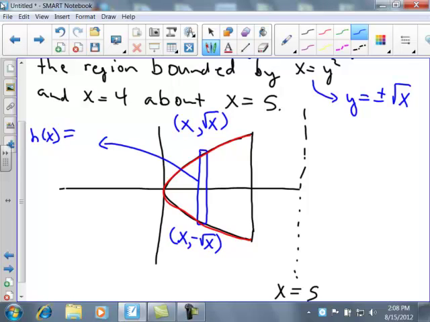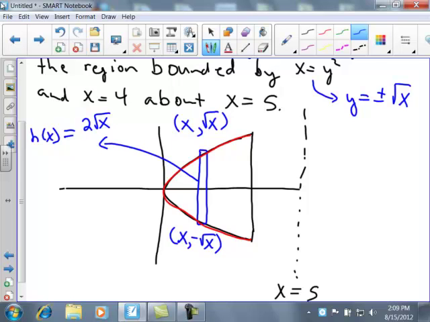My h of x, or the height of those rectangles, or the length of those rectangles, it's a height because it's vertical, but if you have them turned horizontal, then it's still just the length of that rectangle. The length of that rectangle from positive square root of x to negative square root of x, that's going to be 2 square root of x. So that's my h of x.